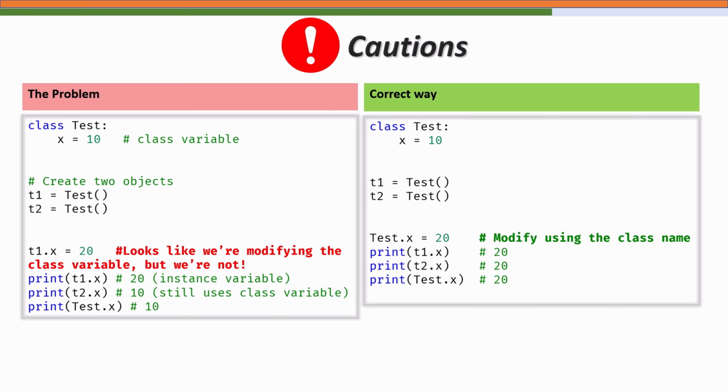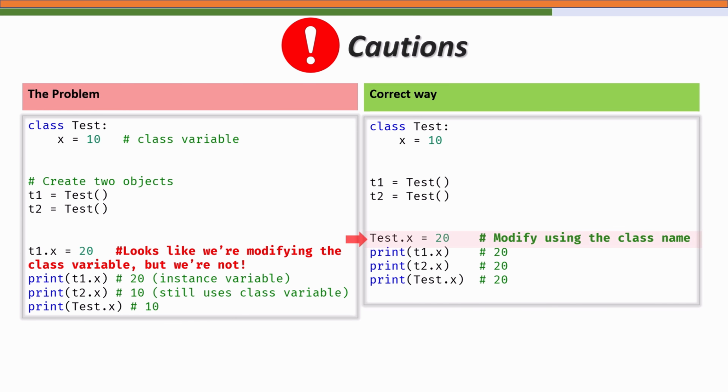Next we'll create two objects, t1 and t2. Now if we try to change a class variable through an object, like we have written t1.x = 20, Python doesn't actually modify the class variable. Instead, it silently creates a new instance variable named x for that specific object. This means that other objects and the class itself still hold the original value. To change the shared variable, always use the class name, that is Test.x = 20.